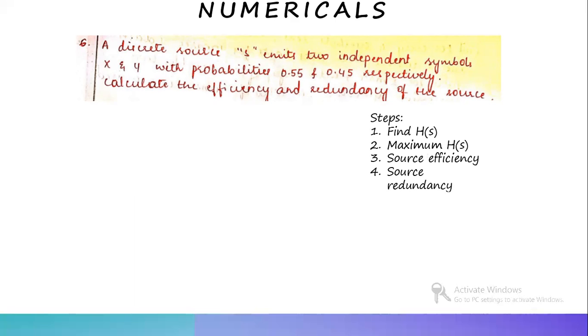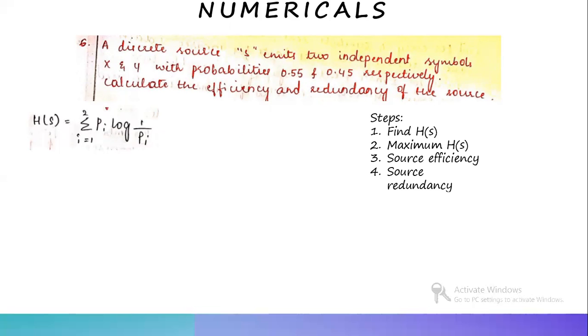So the steps to be followed is, first you need to calculate H of S, then maximum value of H of S, then source efficiency, then source redundancy. So we know the formula for H of S. As there are only two symbols given, the summation limit should go as summation i equal to 1 to 2, p_i log of 1 by p_i to the base 2.